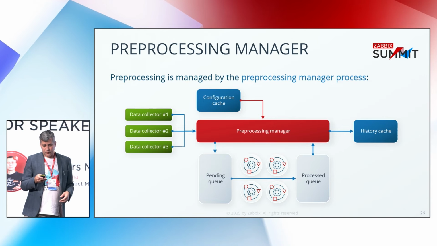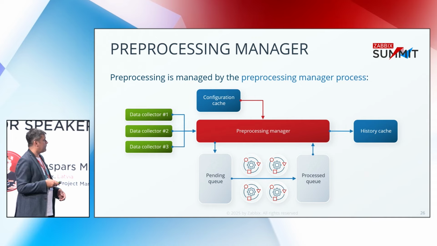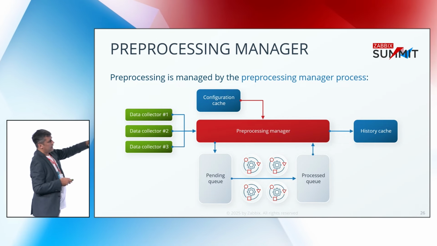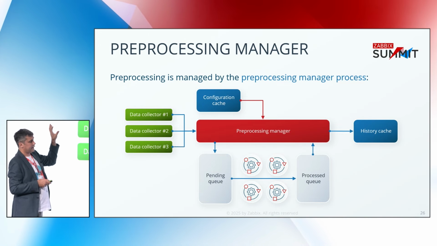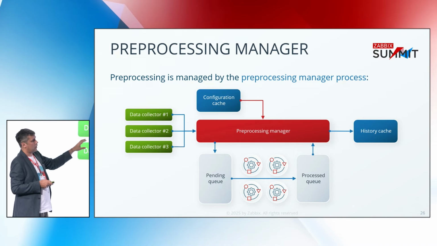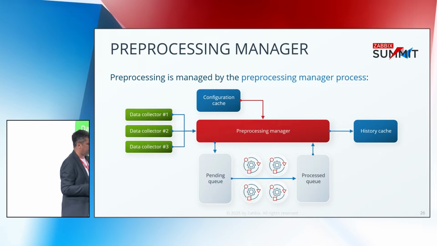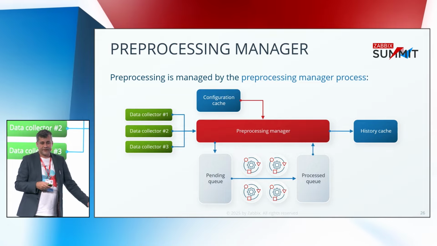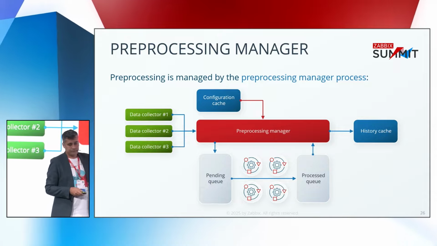Here is how it works in Zabbix 7. It's a very simplified diagram, but here's what we have. We have some data collectors. If an item has pre-processing steps, only those items with steps will go to the manager. The manager will put them into the pending queue. So the pending queue holds items waiting to be pre-processed. And then there are pre-processors.